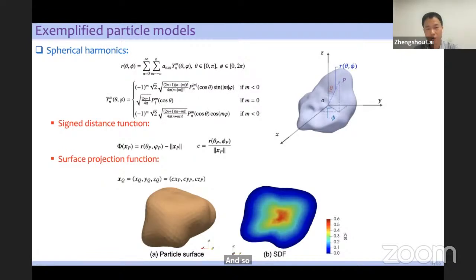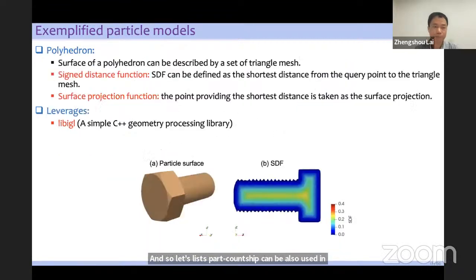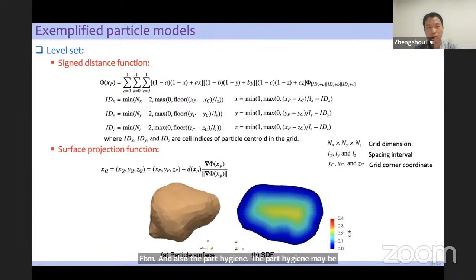This particle shape can also be used in the SDFDEM, and also the polyhedron. The polyhedron is widely used in mechanical engineering. And also the level-set particle model proposed by Professor Angel Jose is also applicable to the SDFDEM general framework.